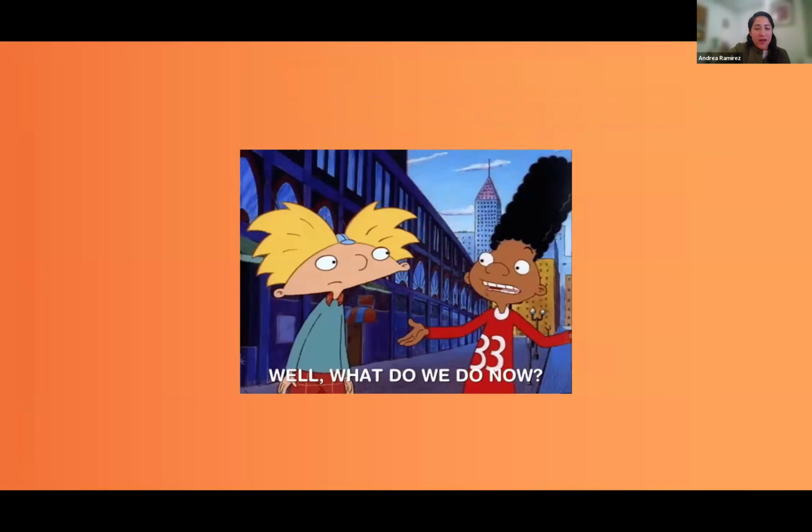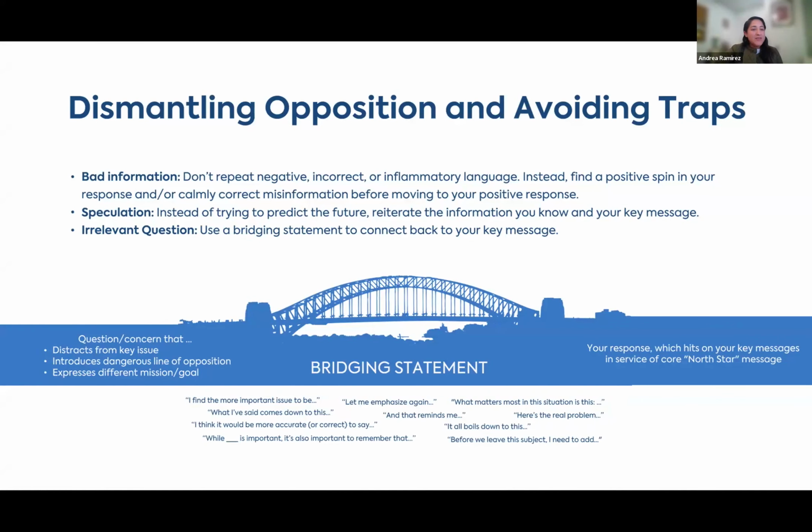So with that, what do we do now? We know how to create a messaging triangle. We know how to craft effective messages. What's next? So you always want to expect the unexpected.